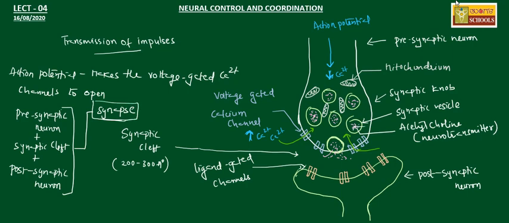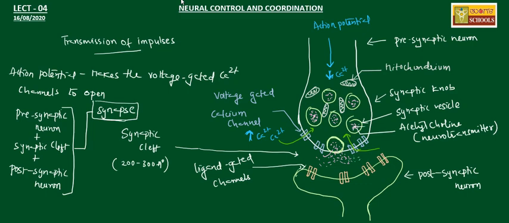Now here, as I told, the action potential makes the voltage gated calcium channels open, and the calcium ions enter and bind with the synaptic vesicles and make them fuse with the synaptic knob membrane. The point of fusion will break open the membrane and release the neurotransmitter into this gap. So you can see many such synaptic vesicles will fuse and release the neurotransmitter into the gap.